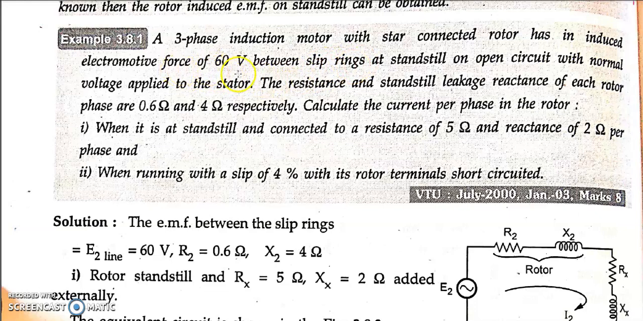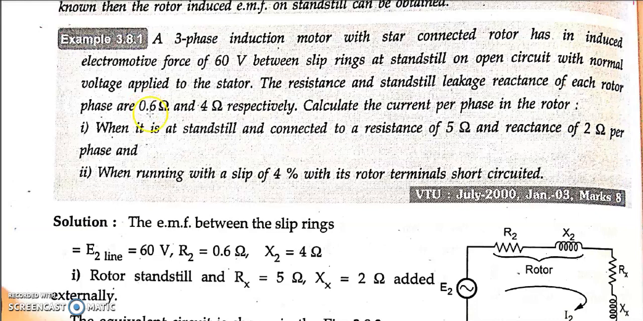And we came to know that there is an EMF of 60 volts between slip rings. Basically, if it is a 3-phase induction motor, we'll be having three slip rings. And they have given the condition at standstill on open circuit with normal voltage applied to the stator. The resistance and standstill leakage reactance of each rotor phase are given. So each and every calculation we are doing is with respect to per phase only.